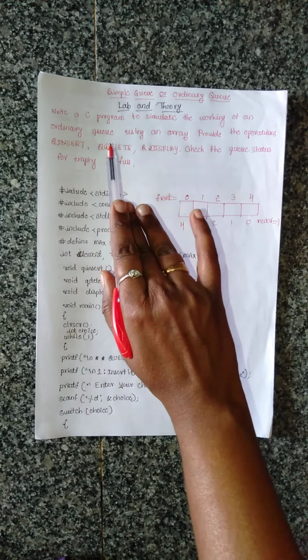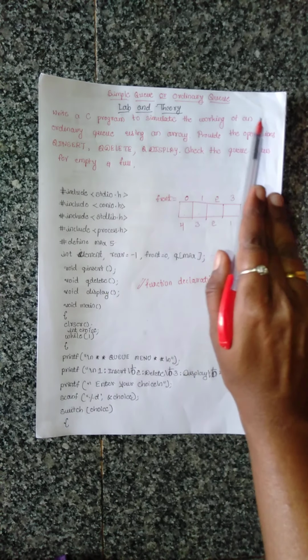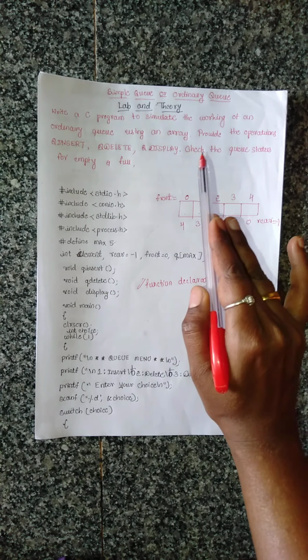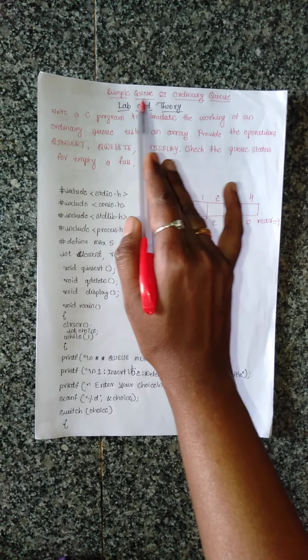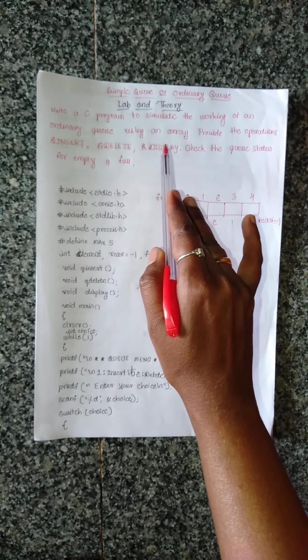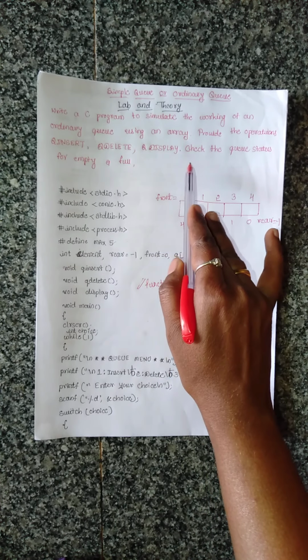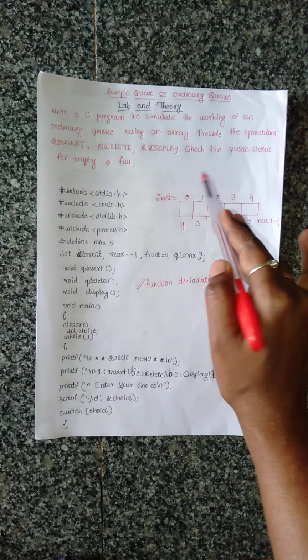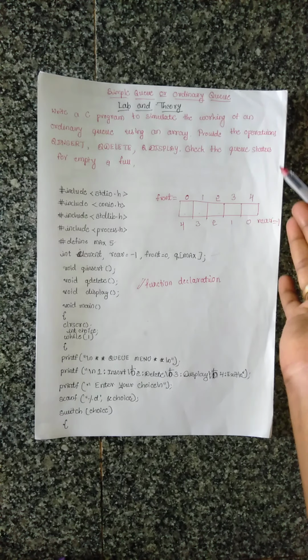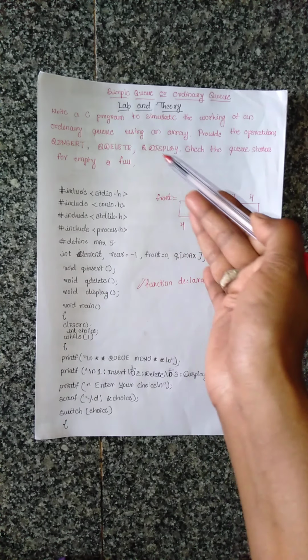We need to perform an insert operation, a delete operation and a display operation, based on the first in first out manner, in a simple way. This can be implemented by using an array, and in this case we also have to check the status of the queue, whether the queue is empty or full.